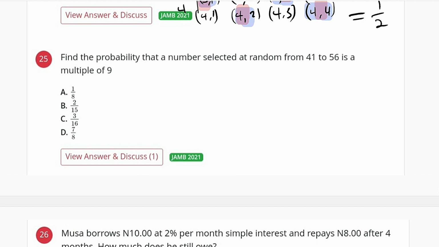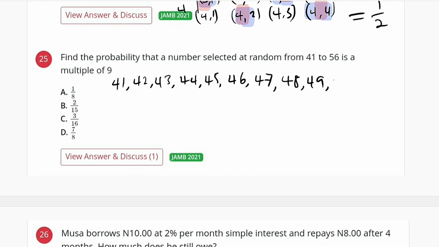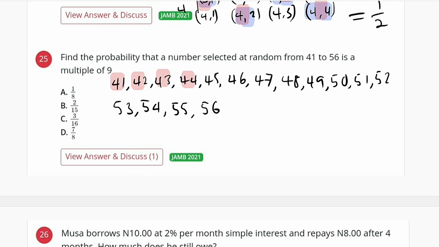Find the probability that a number selected at random from 41 down to 56 is a multiple of 9. Okay, those numbers that are divisible by 9. So let us write them. We have 41, 42, 43, and lastly 56. So we have how many numbers? Let me count. 1, 2, 3, 4, 5, 6, 7, 8, 9, 10, 11, 12, 13, 14, 15, 16. So we have total of 16. So the sample space is 16.